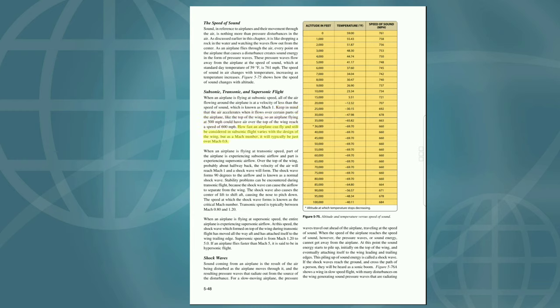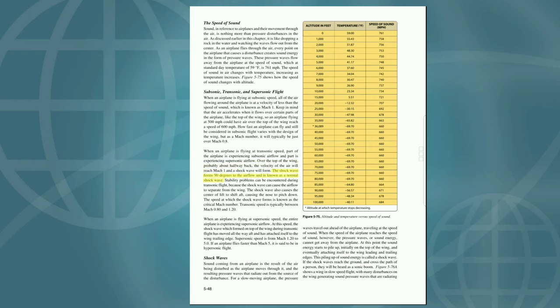How fast an airplane can fly and still be considered in subsonic flight varies with the design of the wing. But as a Mach number, it will typically be just over Mach 0.8. When an airplane is flying at transonic speed, part of the airplane is experiencing subsonic airflow and part is experiencing supersonic airflow. Over the top of the wing, probably about halfway back, the velocity of the air will reach Mach 1 and a shock wave will form.